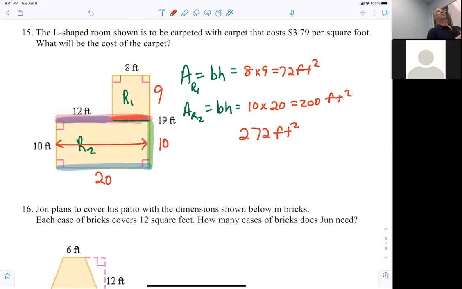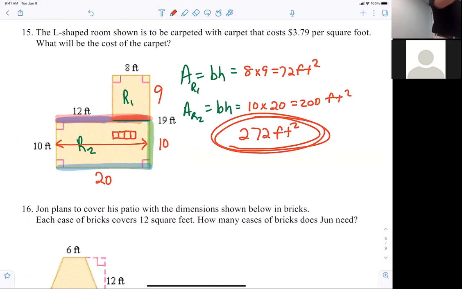Now, Misha, I'm going to tell you something. You tell me, how many little squares are in this shape right here? How many little squares are in this shape? All together. Say it again. Right, that's what you found. How many little squares are in that shape? Now, it costs you $3.79 per square foot. So what do I have to do?